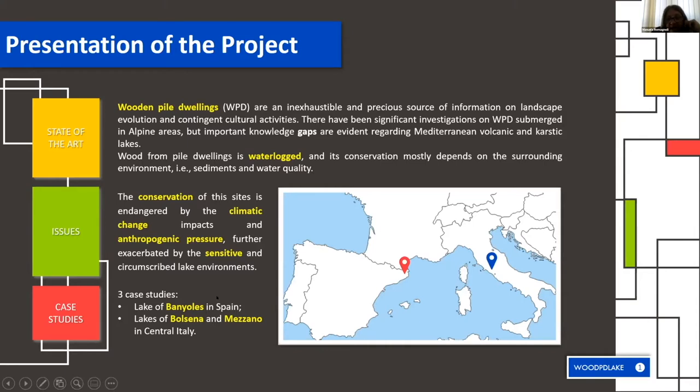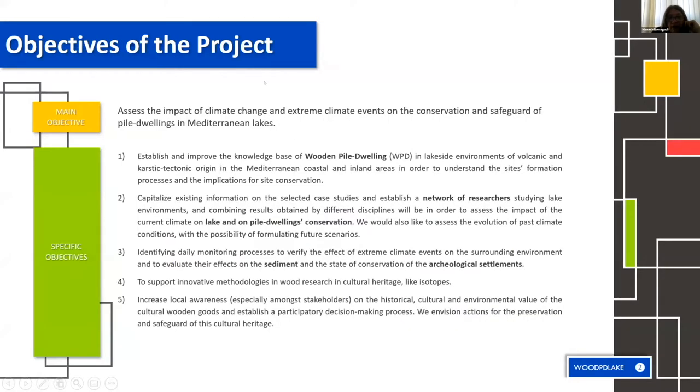We selected three case studies. Two are in Italy: the Lake of Bolsena and the Mezzano Lake. And one is in Spain, the Lake of Banyoles. In Bolsena and Mezzano, we are in a volcanic condition, while Banyoles is a karst tectonic condition. So the main objective is to assess the impact of climatic change and extreme climatic events on conservation and safeguard of pile dwellings in Mediterranean lakes.